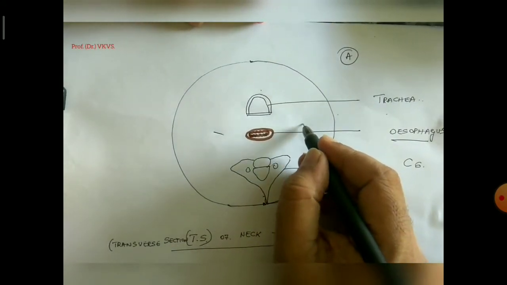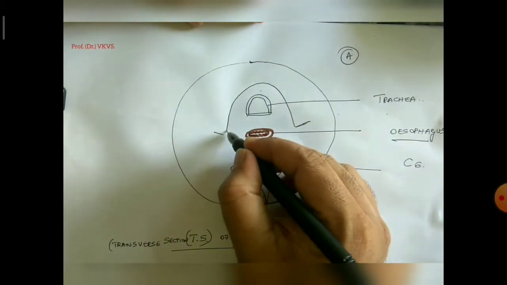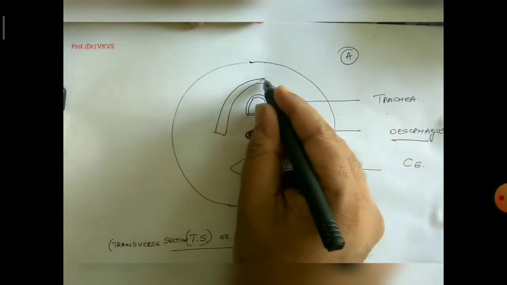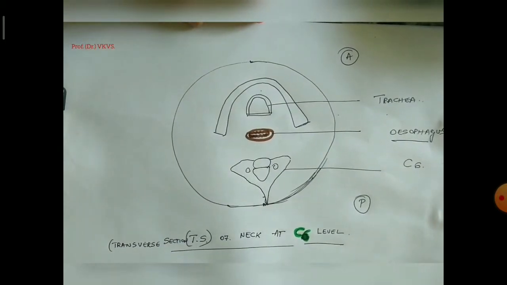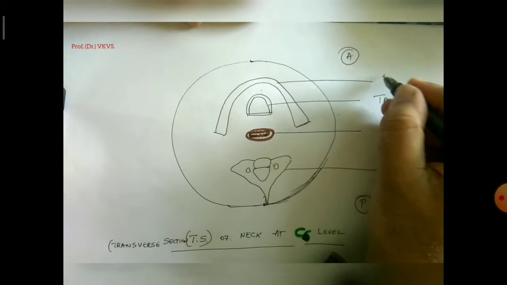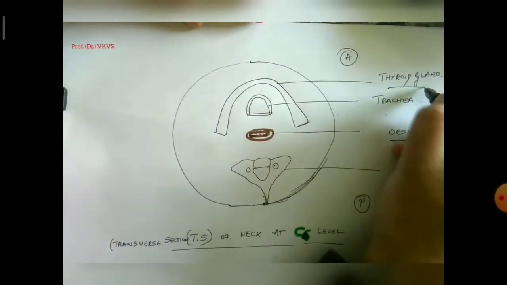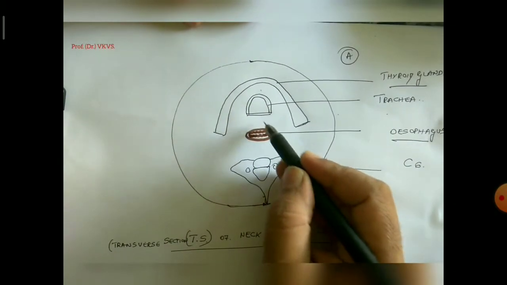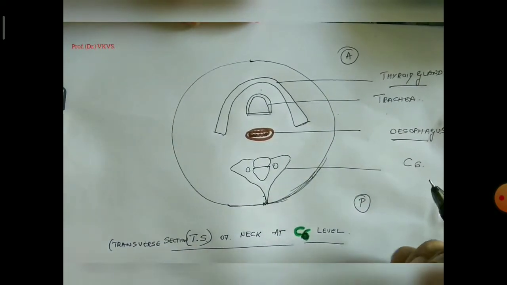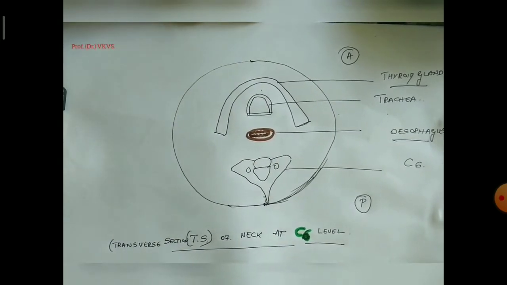Then we'll mark two lines like this. Next we are writing the thyroid gland. This is a transverse section, so it should be present in this. It has a right and left lobe and in between the isthmus. The thyroid gland appears in cut section as shown in the diagram.